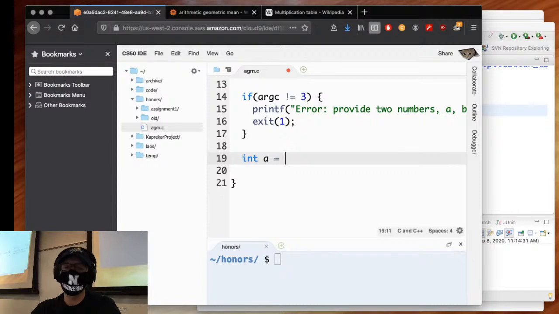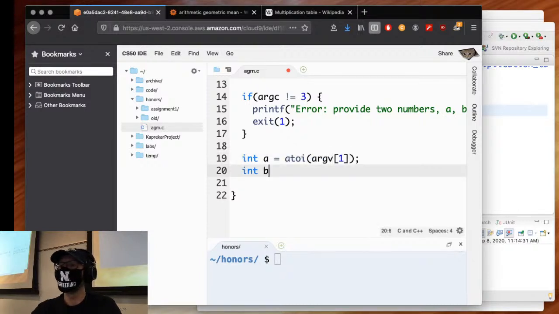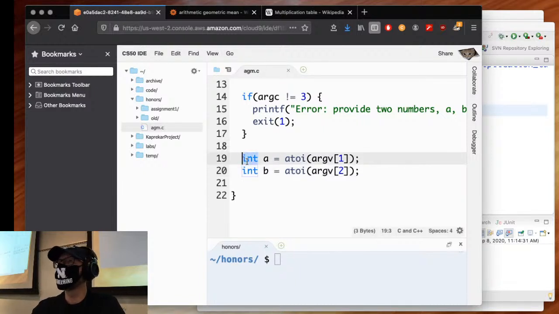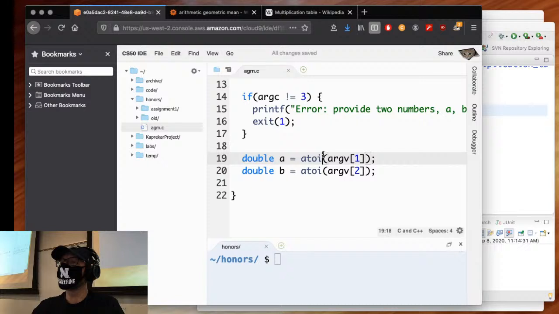Int a is equal to atoi of argv sub 1, and int b is equal to atoi of argv sub 2. Should those only be integers? You can take the arithmetic-geometric mean of 3 and 3.5. So why should we restrict ourselves? Let's make them doubles. If I make them doubles, should I have atoi anymore?